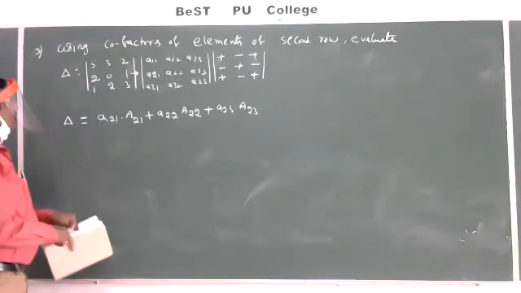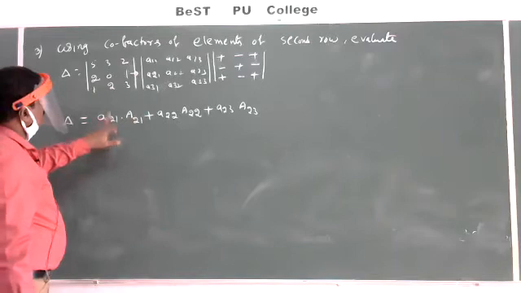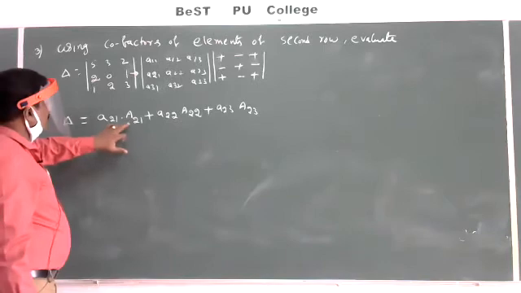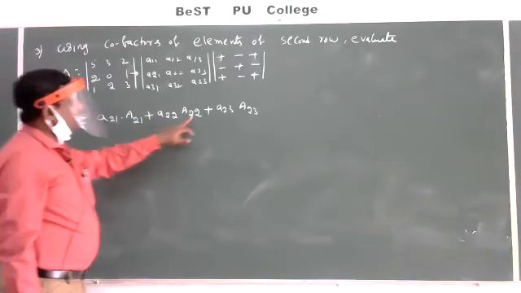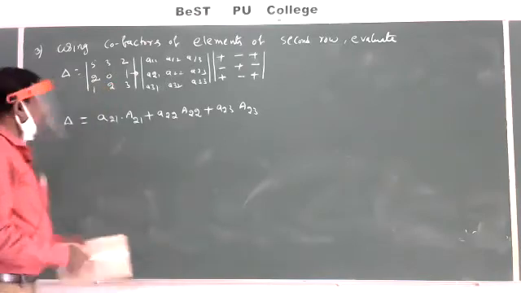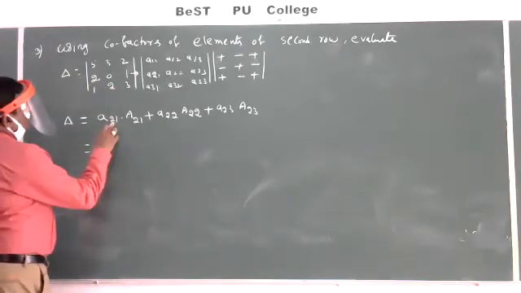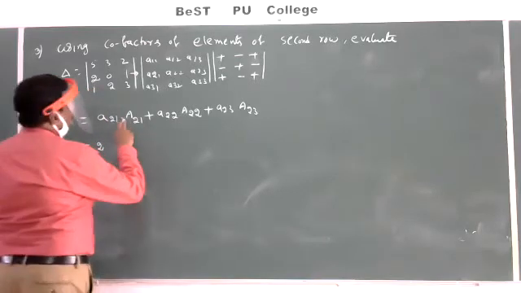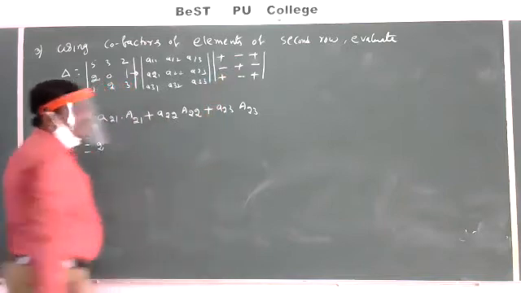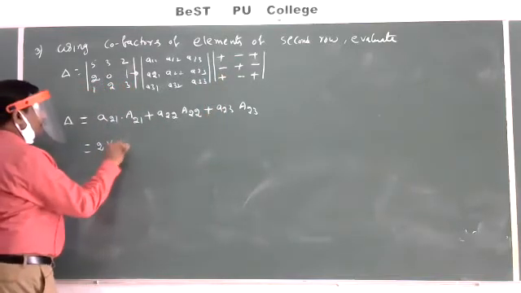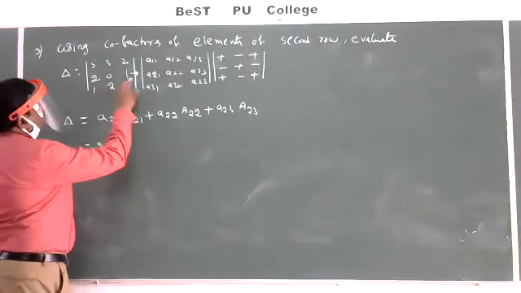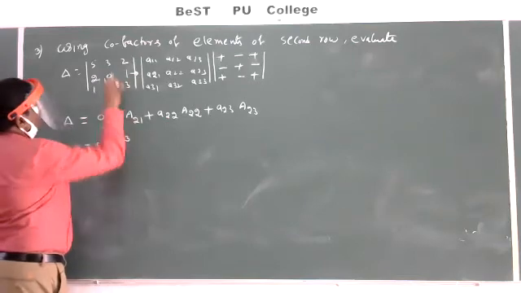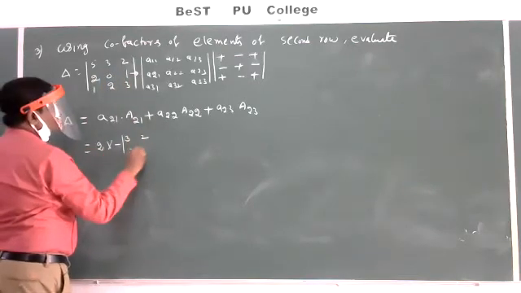That means here the second row elements are a21, a22, a23, and the corresponding cofactors are capital A21, A22, A23. Now write down a21. a21 means the element 2. For capital A21, what is the sign? Minus sign. Minus of, leaving that row and column, write down the determinant of remaining elements 3, 2, 2, 3.